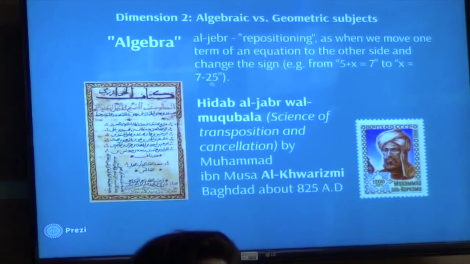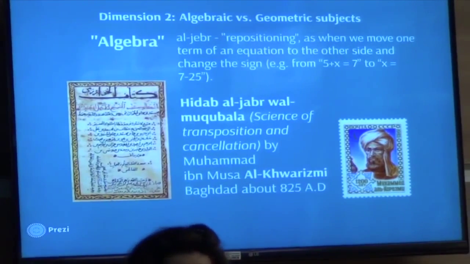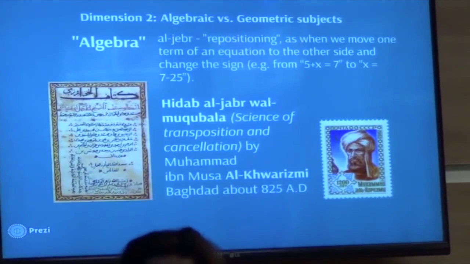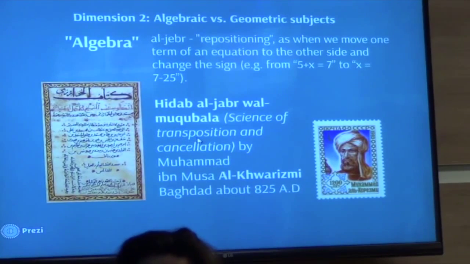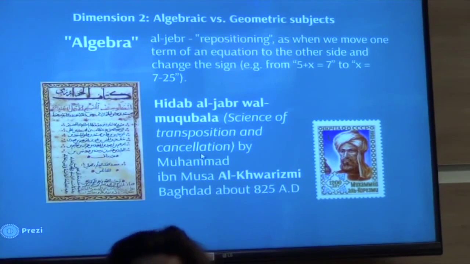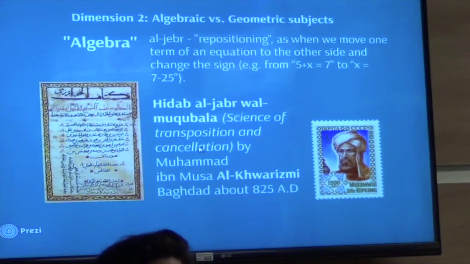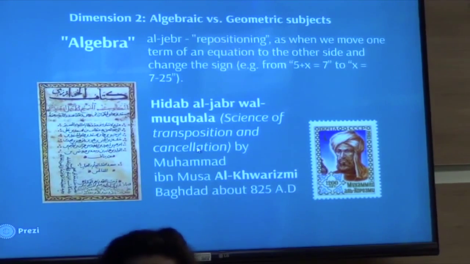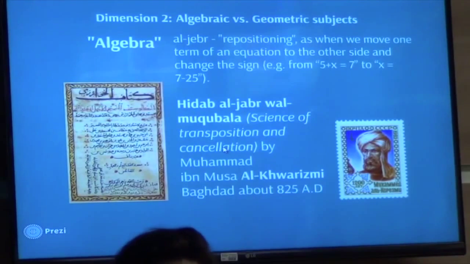You know what I'm talking about. Yeah, solving equations. And one of the first algebraic textbooks is here, a photograph of it. Science of transposition and cancellation. So algebra is really about this kind of manipulation, moving things, transforming objects from one side of an equation to the other side, and then cancelling things which appear in both parts of the equation.